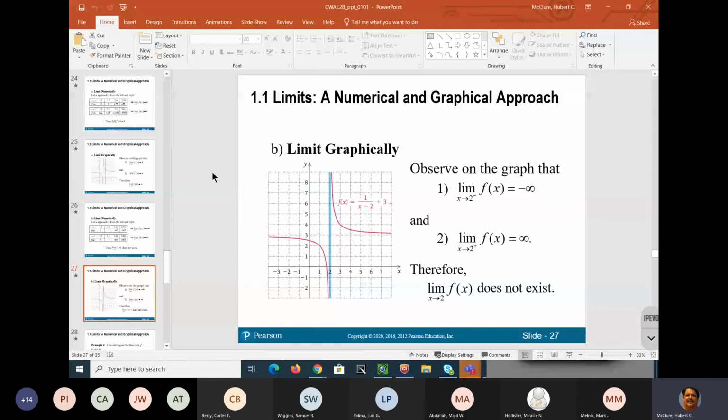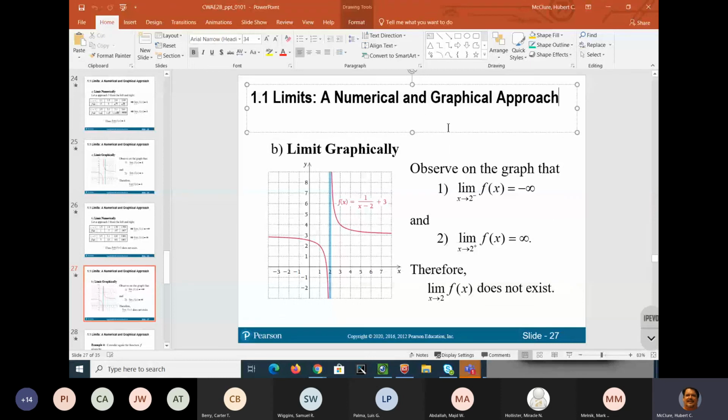Okay, what happens if you have something like this? Well, all you got to say is, as X approaches 2 from the left, what is my Y? Well, I don't have a Y. What if X approaches 2 from the right? I don't have a Y. I have infinity. Negative infinity does not equal positive infinity, so therefore what? Does not exist.